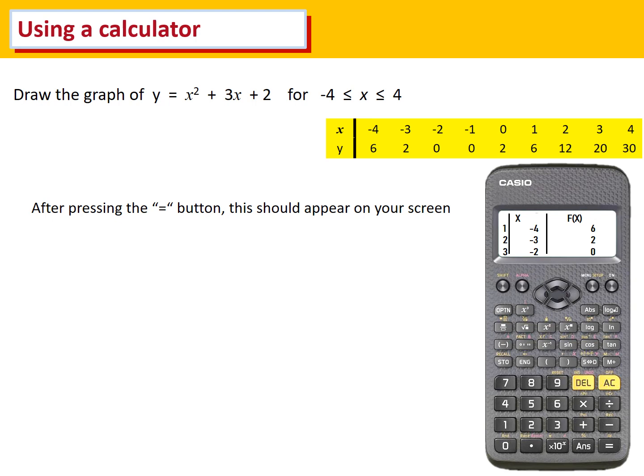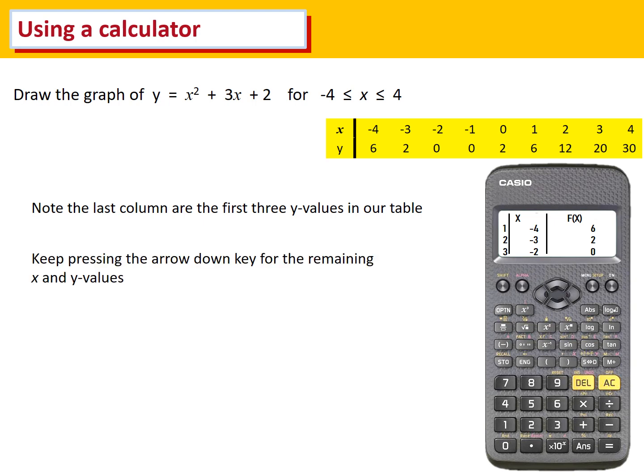And if you look at the table, we've got x is -4, y is 6. That's our first values in the table. We've got x of -3, y is 2. That's our second in the table, etc. So now we have our table of values in our calculator. And if you want to see more x and y values, you simply scroll down pressing the arrow button, which is this key here, and more x and y values will be revealed.